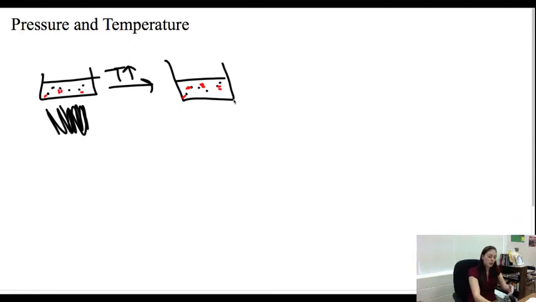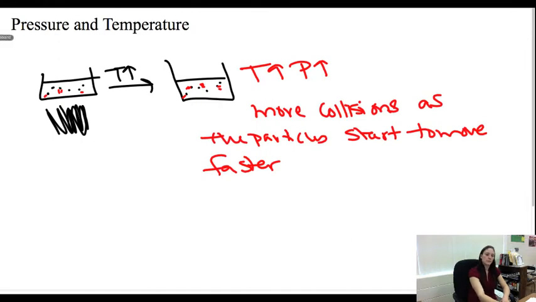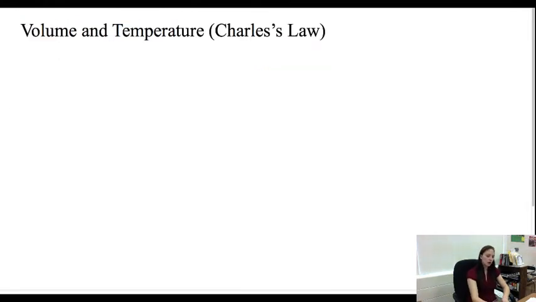So my temperature goes up, they start moving more, which means that they are going to collide more. So the particles start to move faster, collide more, have more pressure. So as my temperature goes up, my pressure goes up. That's pressure and temperature. The next one is volume and temperature, which is Charles's law.